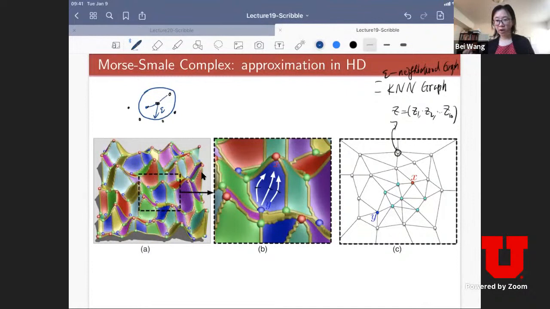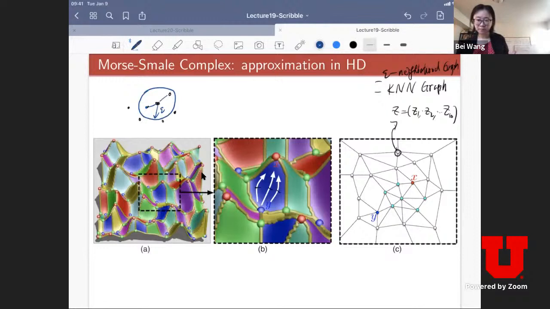So either way, what you end up with is a graph structure on your high dimensional point cloud. And now this graph is what you are going to use to approximate the Morse-Smale complex. The only thing I need to do is, for every single point, estimate its gradient direction, okay? But first of all, this point cloud is sampled from some high dimensional function. So every single point has a function value.